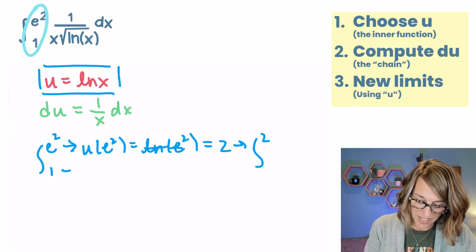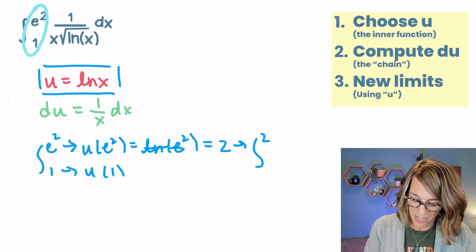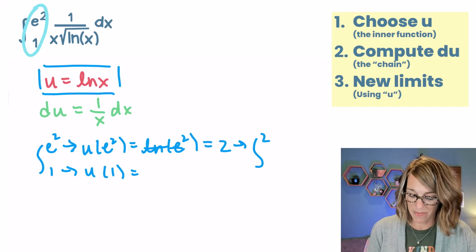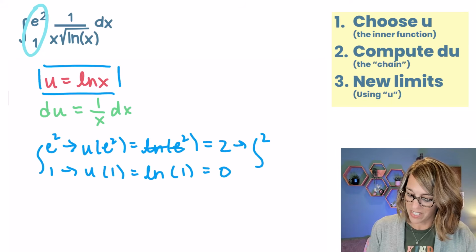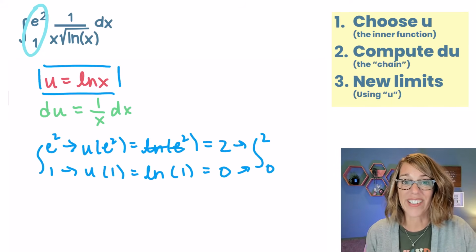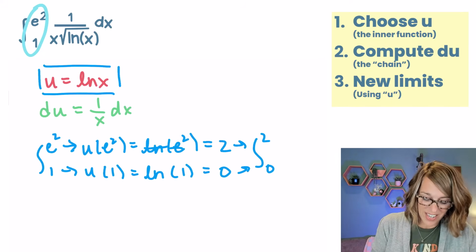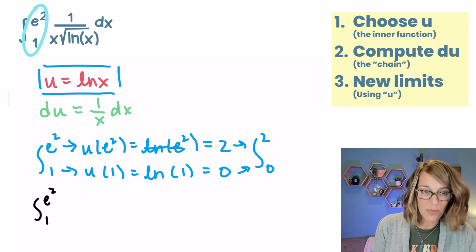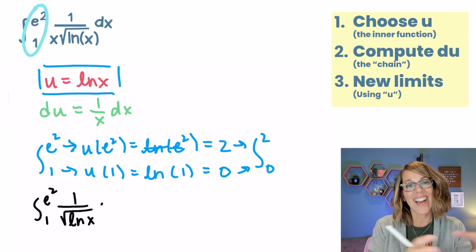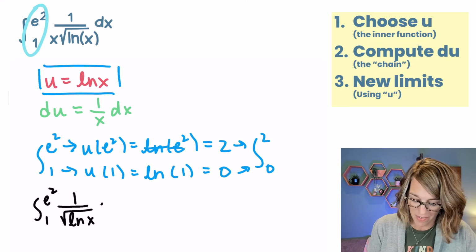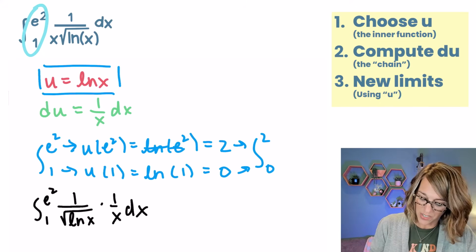Let's do the same thing to 1. Okay, so for that lower limit, I need to put 1 into my u formula, and that's going to be the natural log of 1, but the natural log of 1 is equal to 0, and I get that lower limit. Now I'm going to rewrite that integral in terms of x, just rearranging things a little bit. I'm going to write it as 1 over the square root of the natural log of x times, I'm just going to isolate my du stuff, 1 over x dx. Now I can go ahead and do my U substitution.